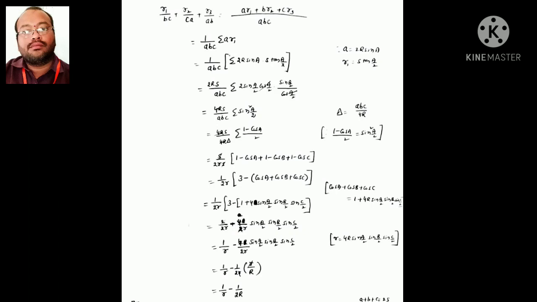So we already know small r value as 4R sin A by 2, sin B by 2, sin C by 2, but we have only 4 sin A by 2, sin B by 2, sin C by 2. We can replace that value as small r by capital R. Small r cancels, we can get finally 1 by r minus 1 by 2R. So this is also very important for 7 marks question.